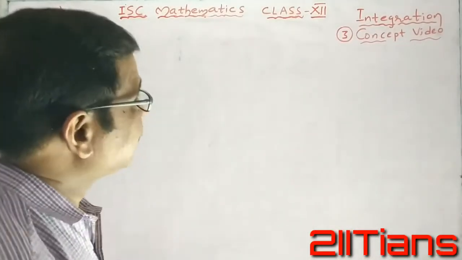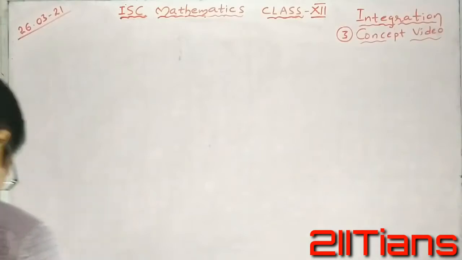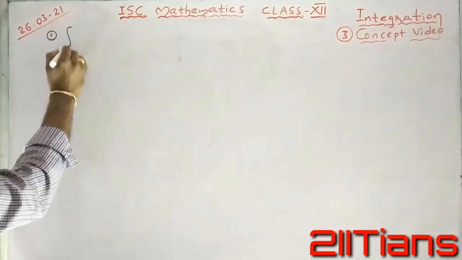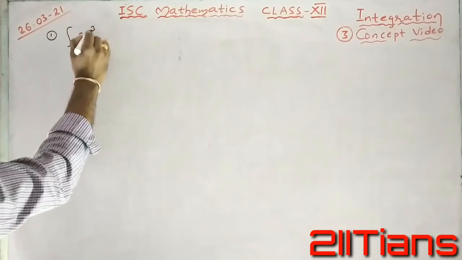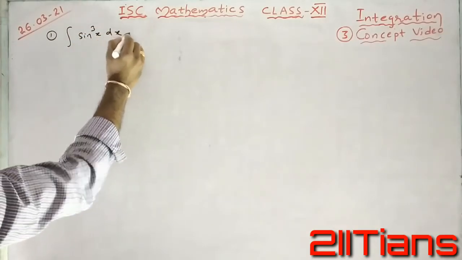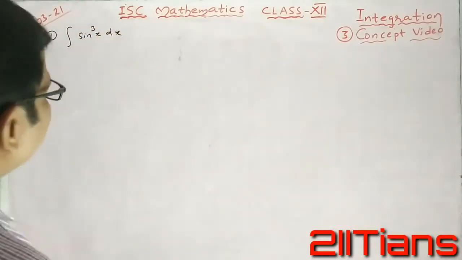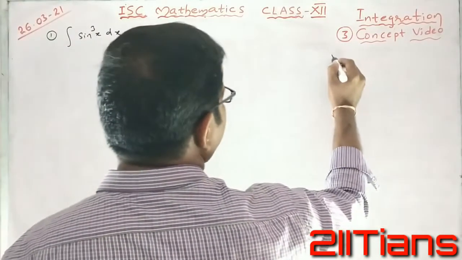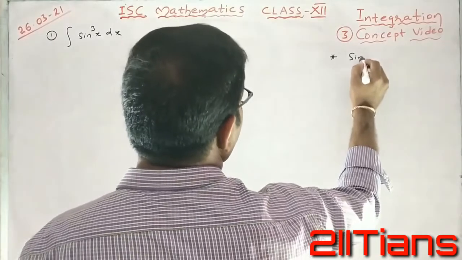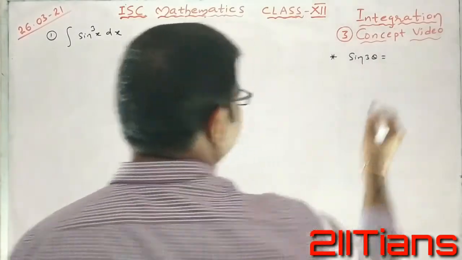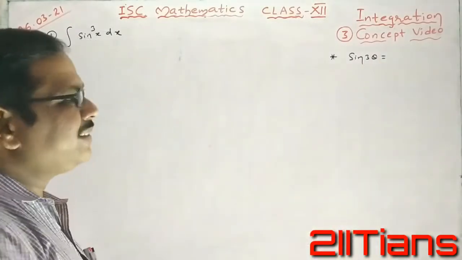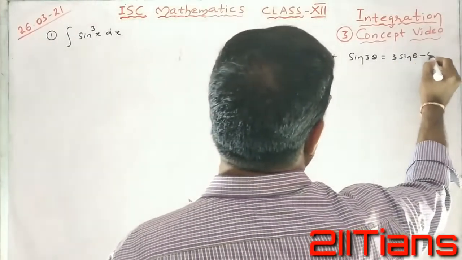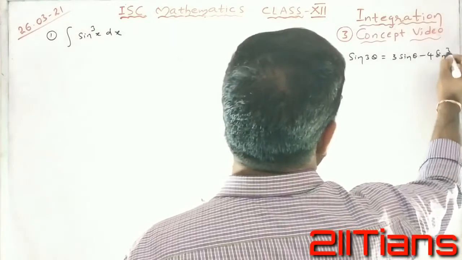Yeah, next let us continue. Integral sin cube x dx. For this we have no direct integration, so I am using the sin 3 theta formula. Do you remember the sin 3 theta formula? 3 sin theta minus 4 sin cube theta.